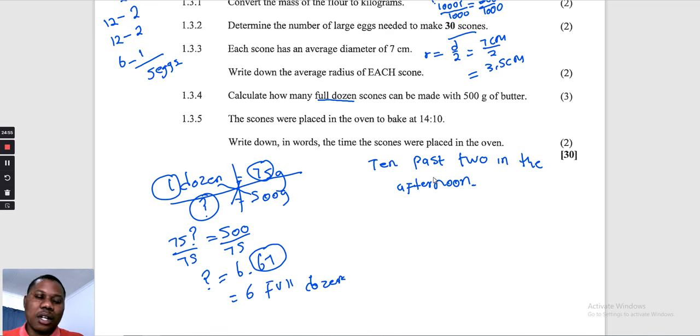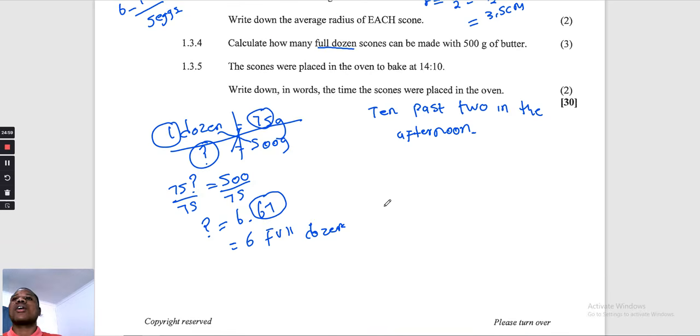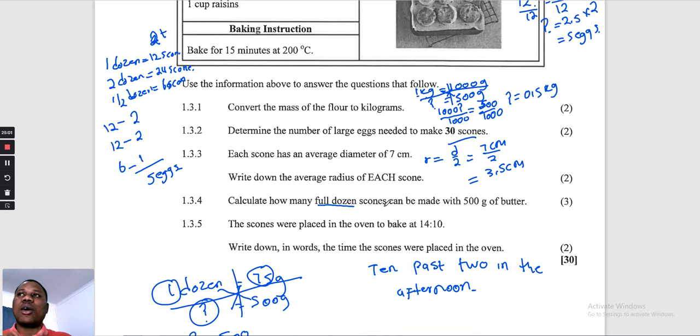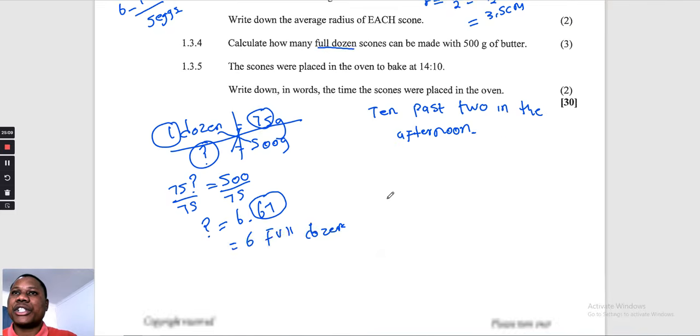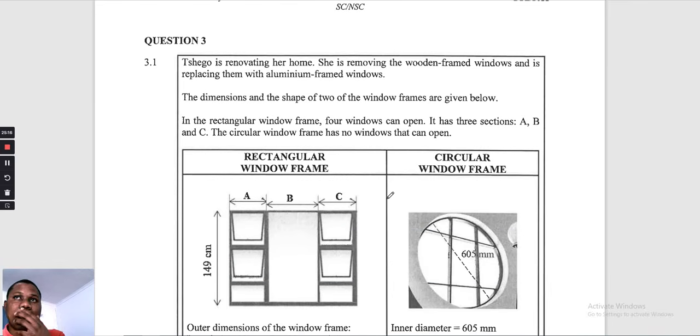Okay, we are done with question number 1. I hope that I have answered all the questions correctly, and that you understand how I have answered them. Okay, let's proceed to question number 3.